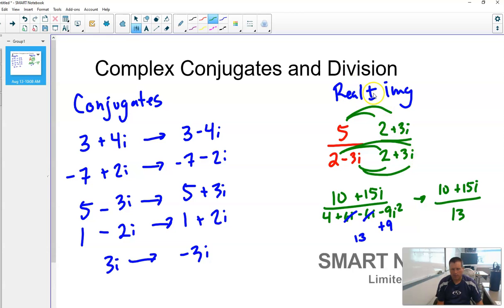Well, you might say, well, it's not in real and imaginary form. Well, it is. We just need to write it that way. This 13 is dividing both of those, so it's going to be 10 over 13 plus 15 over 13i. So your real number is your 10 over 13, and your imaginary is the 15 over 13i. So whenever you times by that denominator's conjugate, that's what happens. You end up with just a number. That's why we do it by the denominator, not the numerator.